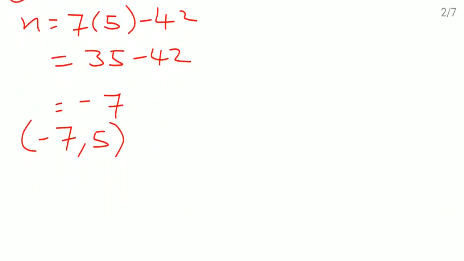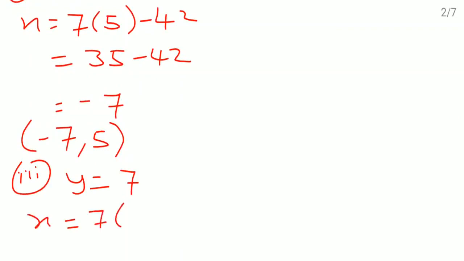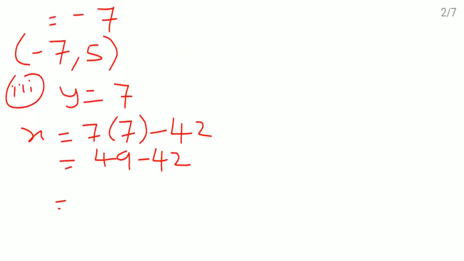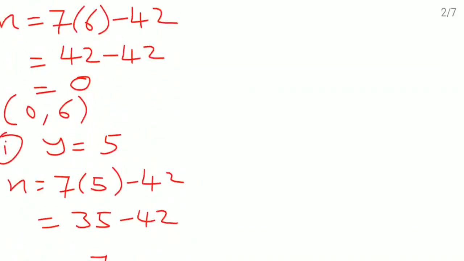Now here, third one, y is equal to 7. So x is equal to 7 into 7 minus this 42. So this one is 49 minus 42. So we got answer 7 here. So the third point is 7, 7. So we got 3 points for the first equation. Let us see the second equation now.